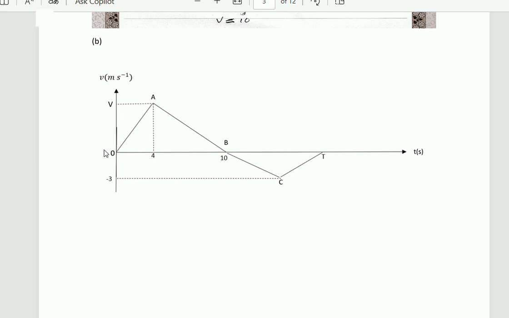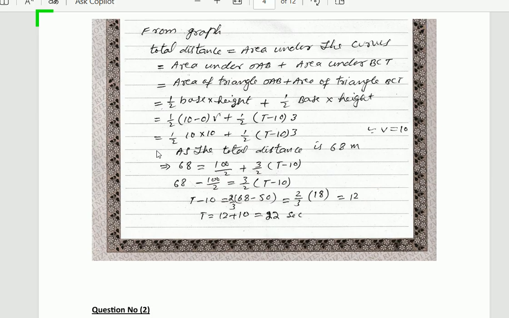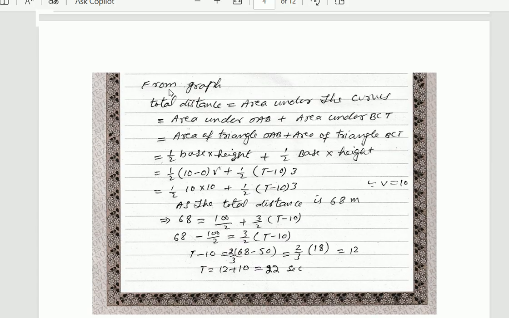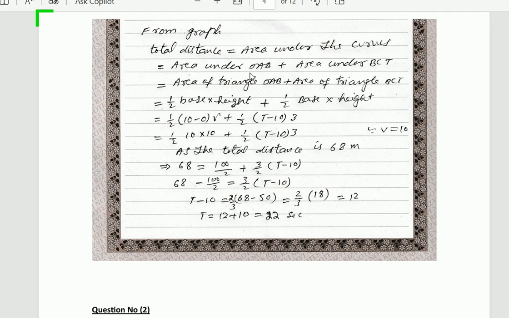In part B, you can see that we have two triangles. One is OAB and the other is BCD. BCD is the backward motion of the particle. We know that in order to calculate the area under the curve, we have the formula for the triangle. From the graph, the total distance is equal to the area under the curve OAB plus the area under the curve BCD, the area of triangle OAB and the area of triangle BCD.